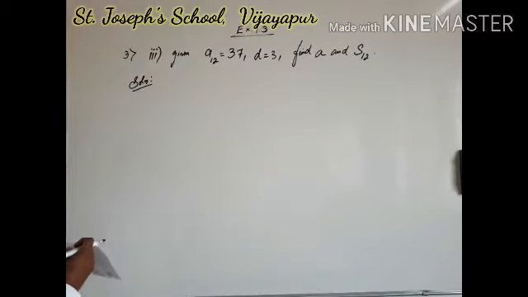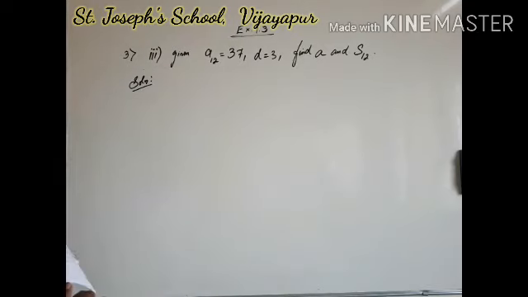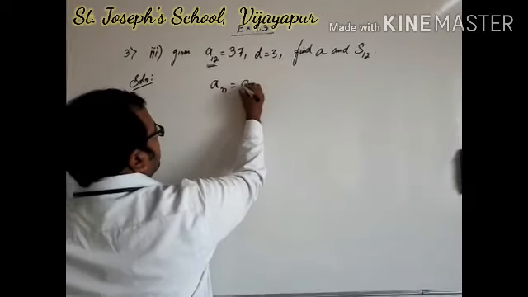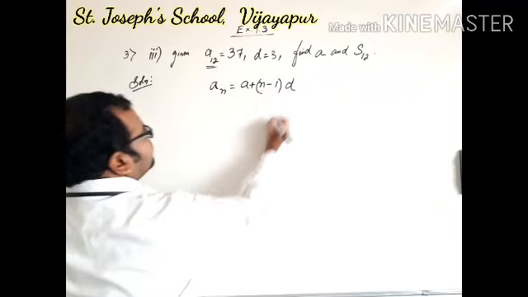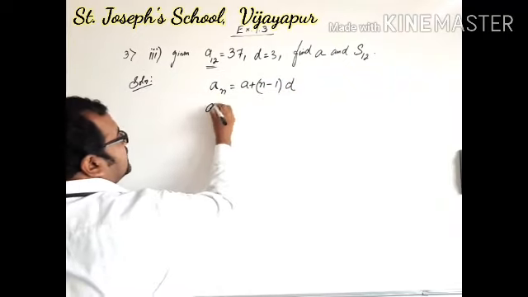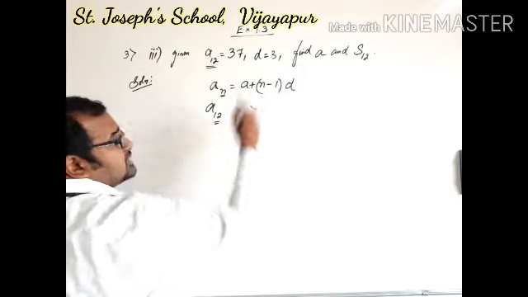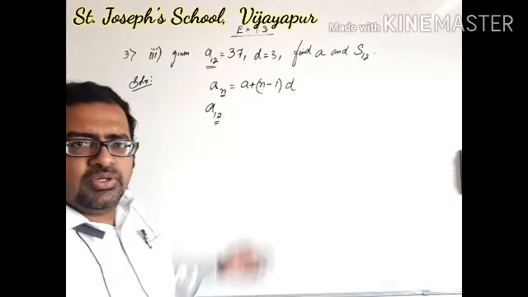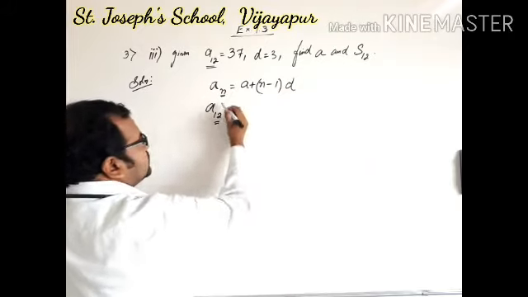Given A12 is equal to 37, D is equal to 3, find A and S12. Now, the An formula: A plus N minus 1 into D. So, An is replaced with A12. I am replacing N with 12. So, N is a hidden tip given to you. It is not direct. You have to identify it from the problem. So, N is equal to 12.